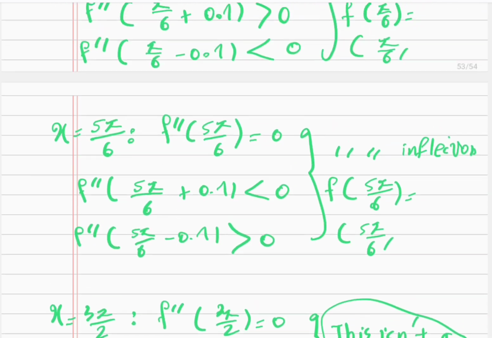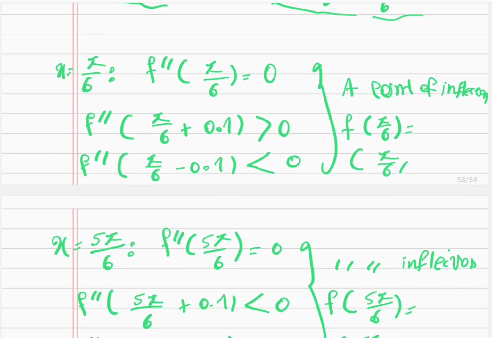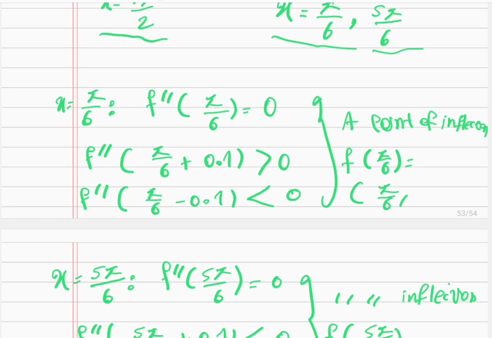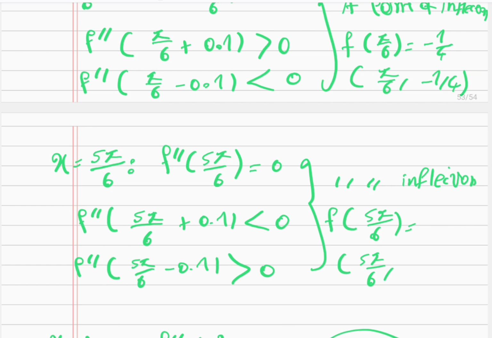Okay, now that we know 5 pi over 6 and pi over 6 are the points of inflection, or the x coordinates of the points of inflection, we can now find the corresponding y coordinates to finish this question. So if we substitute pi over 6 into the function, we are going to get minus 1 over 4. So this is one of the points of inflection. And the other point is substituting 5 pi over 6, which is again minus 1 over 4. So this is the second point of inflection.